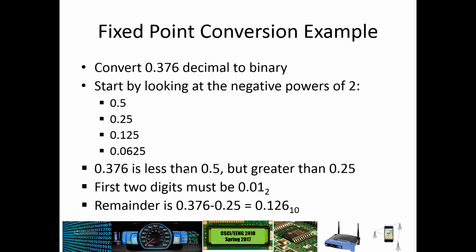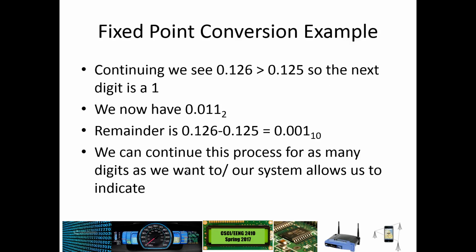So our first two digits must be 0.01. Once we take away that 0.25, we still have 0.126 left to represent. And so we see that 0.125 happens to be less than that, so we can go ahead and put a 1 in our next place. And now we have 0.001 left to represent. And so we can continue that process on out.